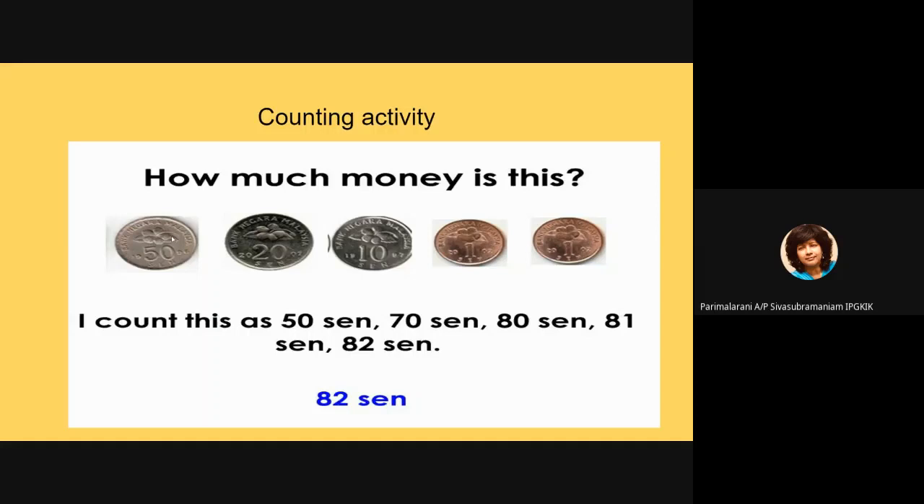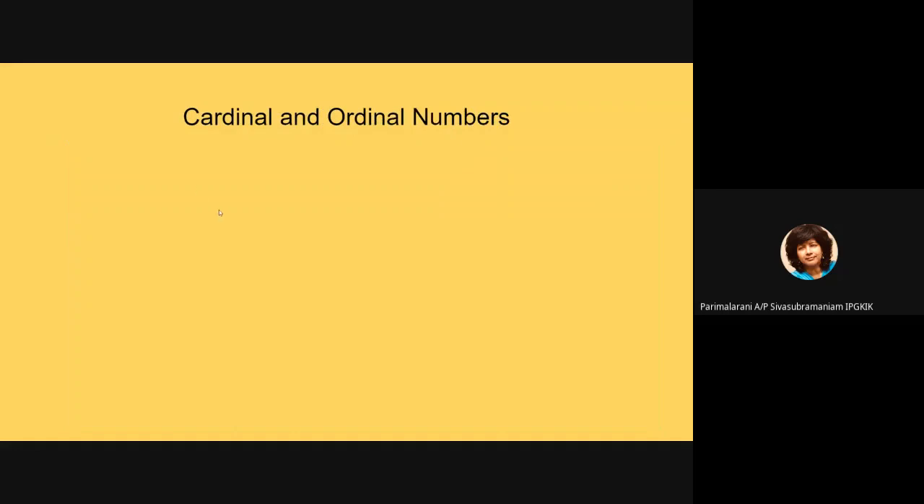Counting on, we normally start from the biggest number, and from there we count on, because we can see the biggest number. So that means this is the counting on strategy. So counting on is a very useful strategy for addition. Okay, so we finished with counting.